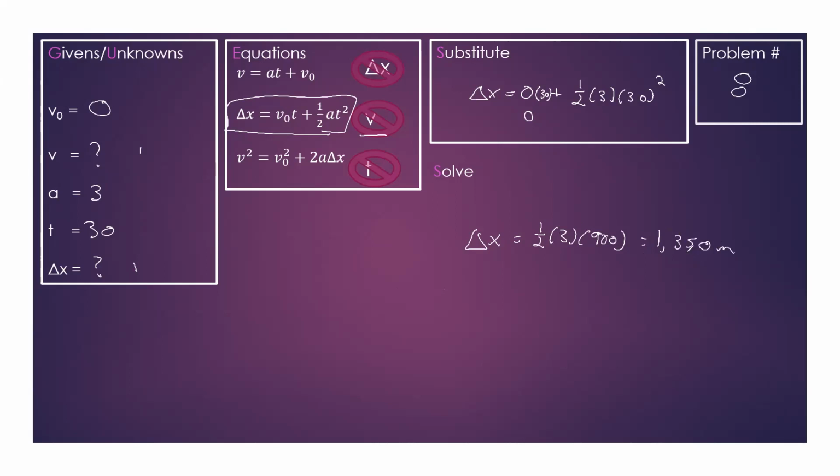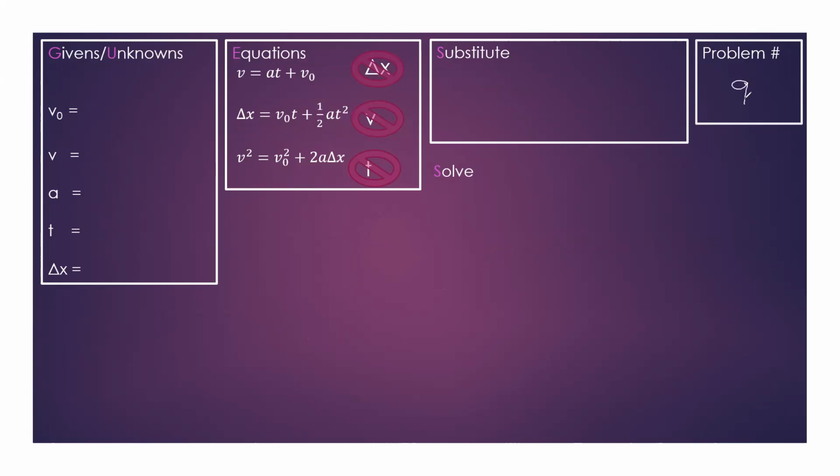And then for the other part, if I want to find v, I can do this one. I could also do this one for fun if I felt like it, but I'm just going to go ahead and do it down here because I don't want to take the time to erase. So v is going to equal a times t plus v naught. So 3 times 30 is going to be 90 meters per second, the takeoff velocity of this airplane.